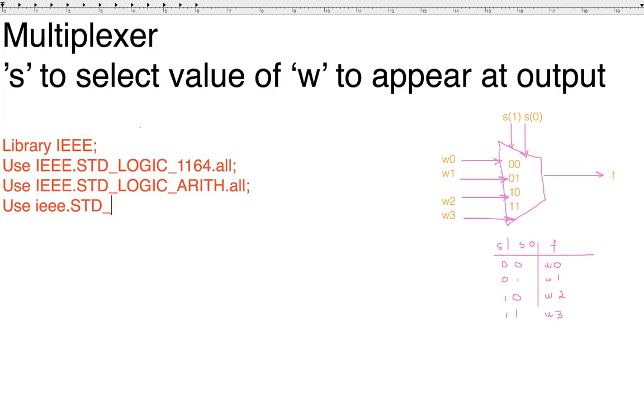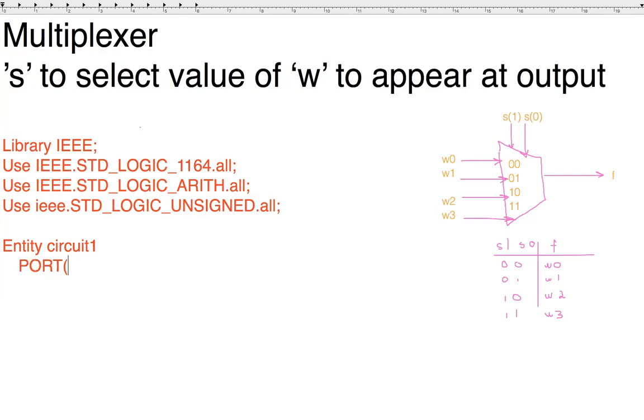And standard logic, unsigned, and dot all. Okay, now we're going to start our entity. For our entity, say your circuit name, let's just call this circuit 1, keep it simple. What are the ports?